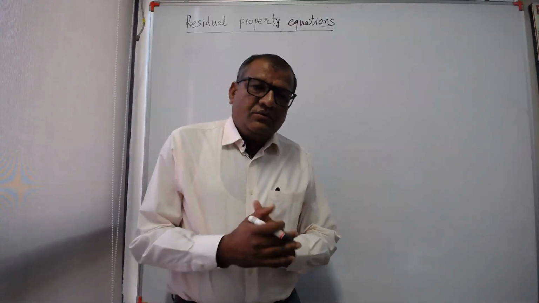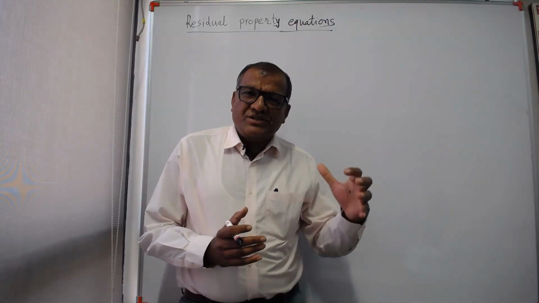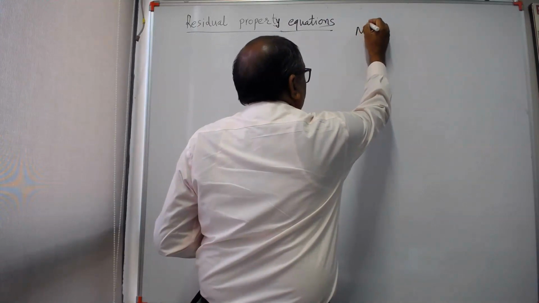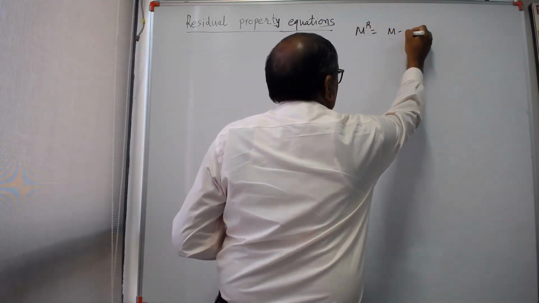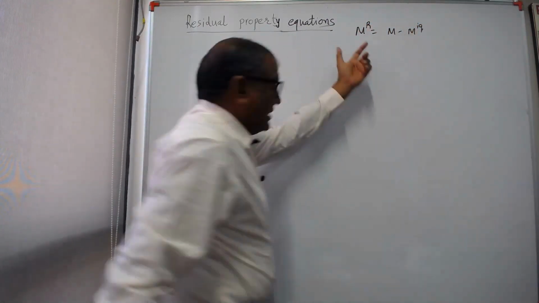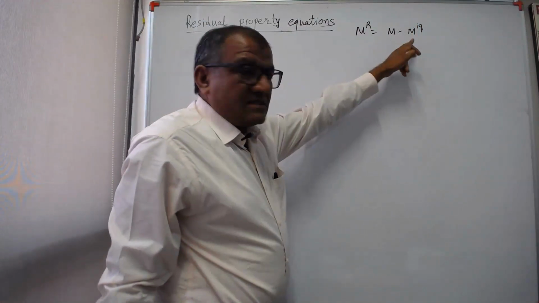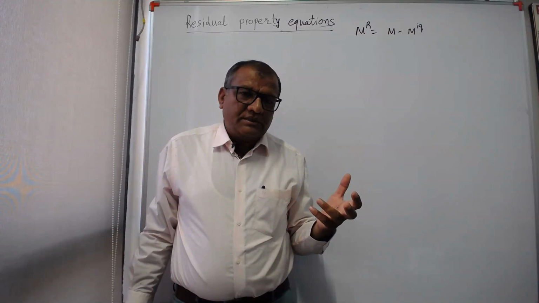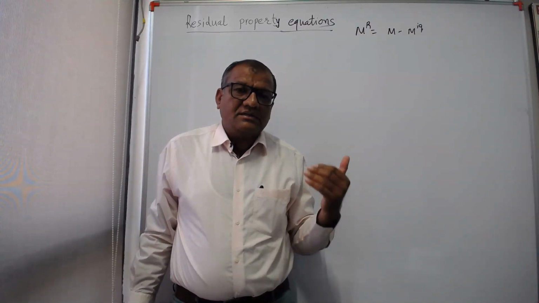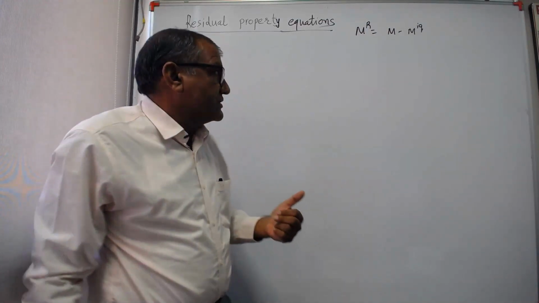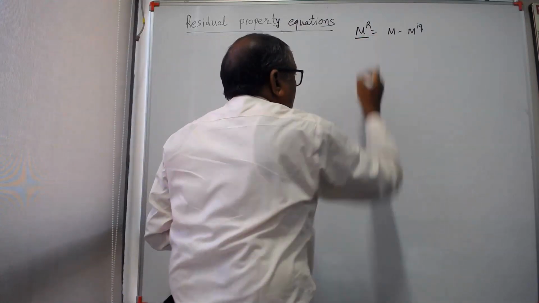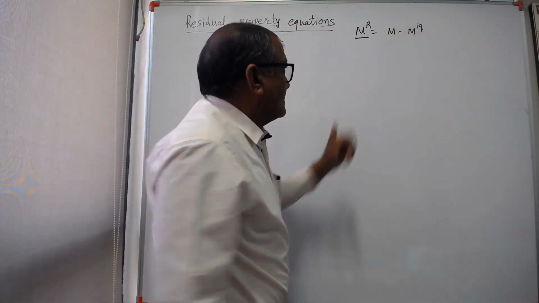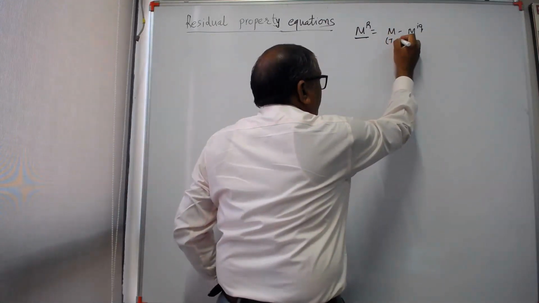In this video, we are going to derive some equations for residual properties. The original definition of residual properties is M^R = M - M^ig. M may be any property, something like internal energy, enthalpy, Gibbs free energy. So if you want to calculate a residual property, then we can take the difference at the same temperature and pressure.